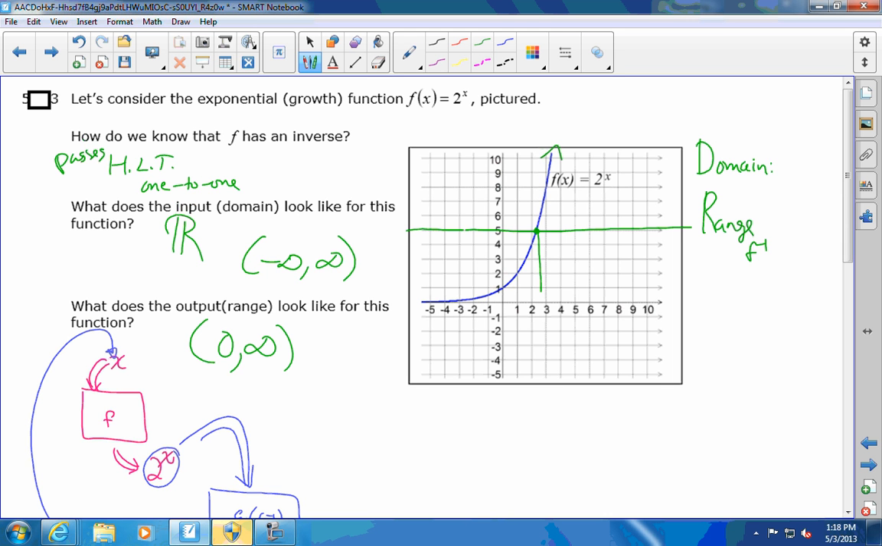So now I know something about the domain of my inverse function. The domain of my inverse function will be 0 to infinity, not including 0. So if I were to graph, in red, the inverse function.